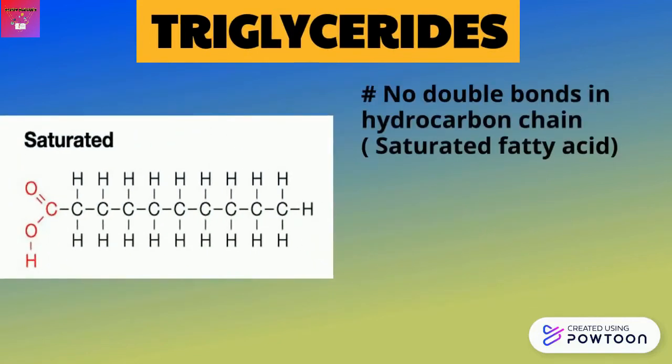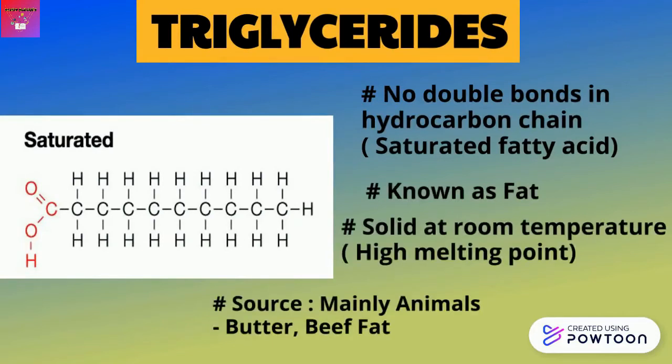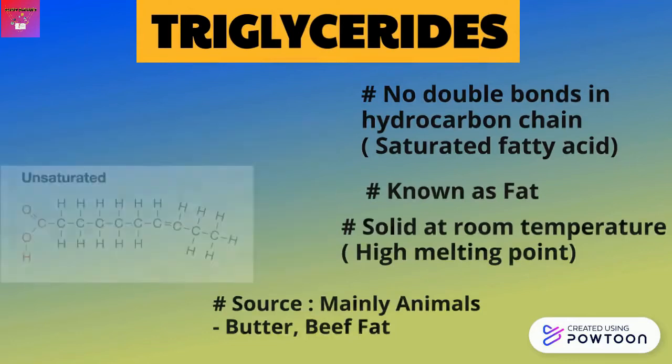This fatty acid molecule has no double bond in its hydrocarbon chain. This means all the carbon atoms in its molecule have been occupied by hydrogen atoms, which makes this a saturated fatty acid. Therefore, a triglyceride molecule that has saturated fatty acid is known as fat. Fats are solid at room temperature because they have a high melting point. Fats mainly originate from animals, and some of the products are butter and also beef fat.